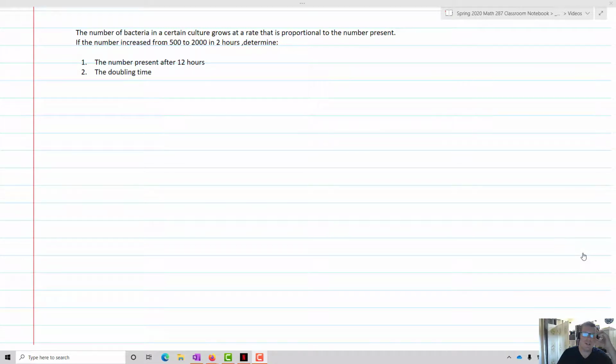So the number of bacteria in a certain culture will grow at a rate that is proportional to the number present. If the number increased from 500 to 2,000 in 2 hours, we want to determine the number present after 12 hours and also the doubling time.